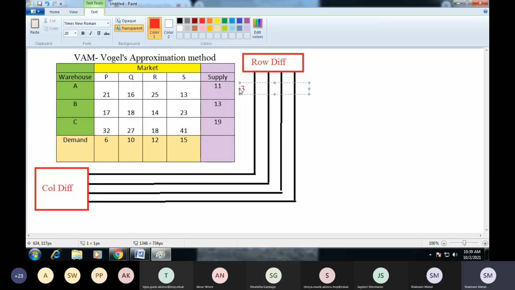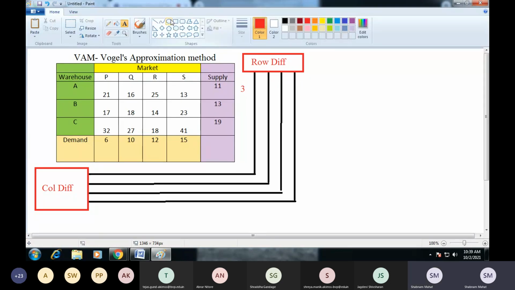Now check the second row. Out of this second row, again find the two minimum values. Where are the minimum values? Yes, they are 14 and 17. So now find the difference between 17 and 14. When we subtract 14 from 17, we get 3 as our penalty.